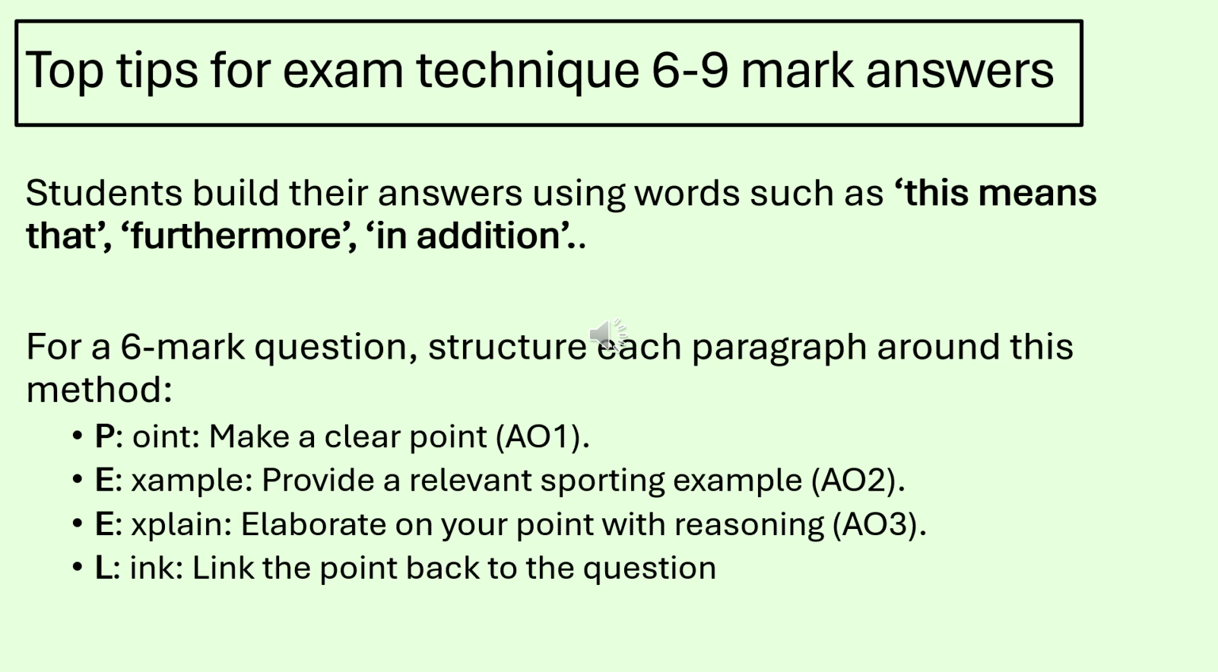The 6 to 9 mark questions are quite easy structurally because the idea is that you use this method of PEEL. So you give a point, you give an example, you explain it, and then you can link the point back to the question. And the exam board want to see terminology like this means that, furthermore, in addition. Information like this will help you expand your answers further. So for a 9 mark answer, you might actually have 3 points, but as long as you provide a sporting example and elaborate on it, that will give you your 9 points in turn.